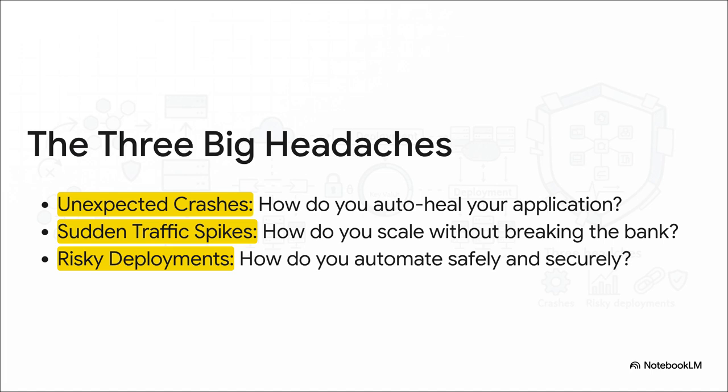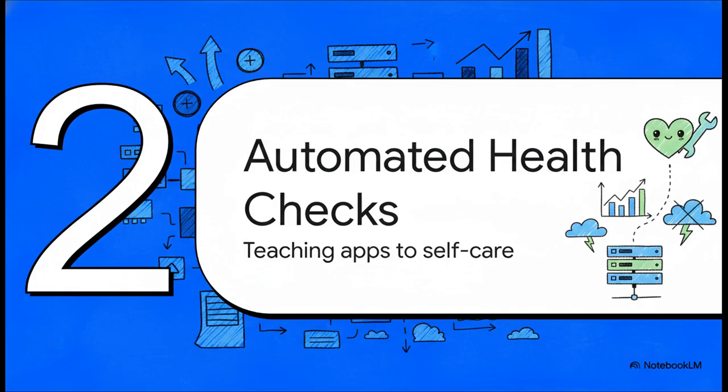Then there are the sudden traffic spikes. How can we get the system to automatically grow when it's busy and then shrink back down to save us money when it's quiet? And of course, risky deployments. How do we ship new code to our users fast, but also in a way that's totally safe, secure, and free of human error? So, let's tackle that first headache, those random, unexpected crashes.